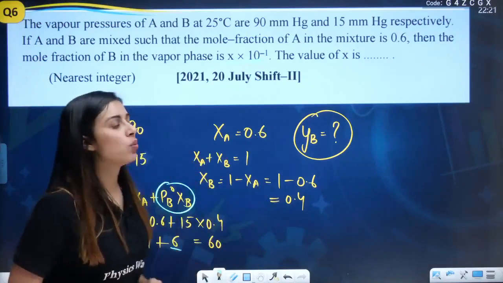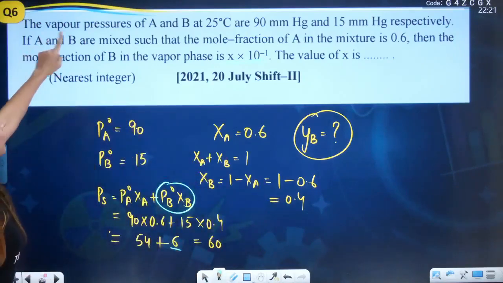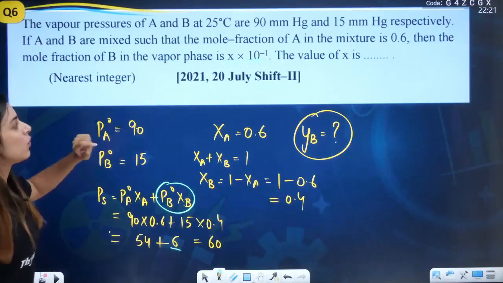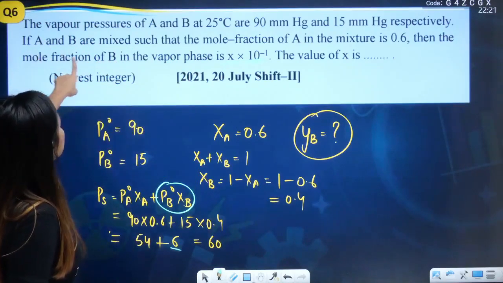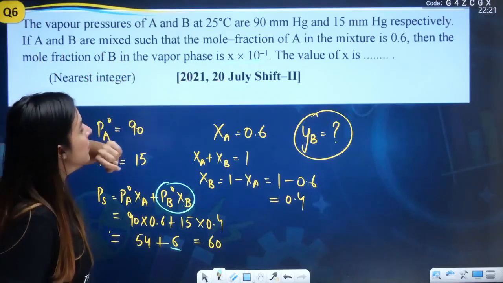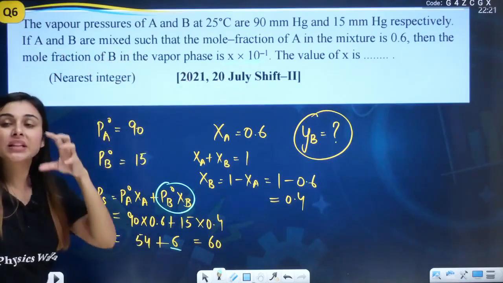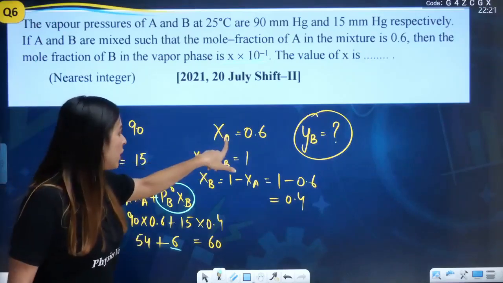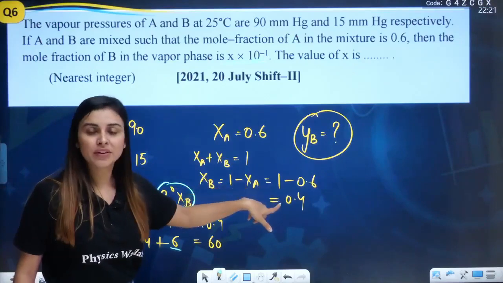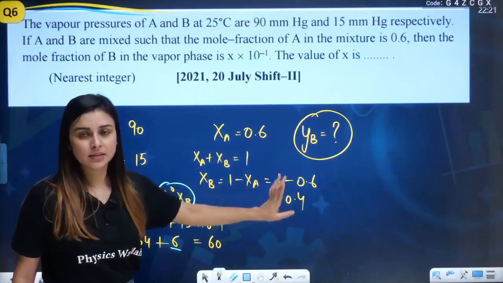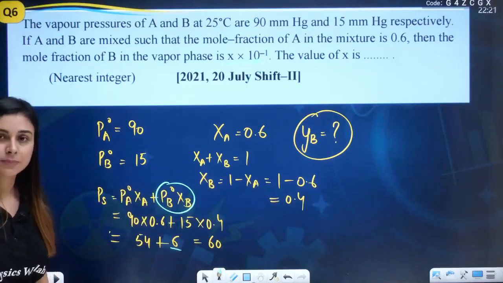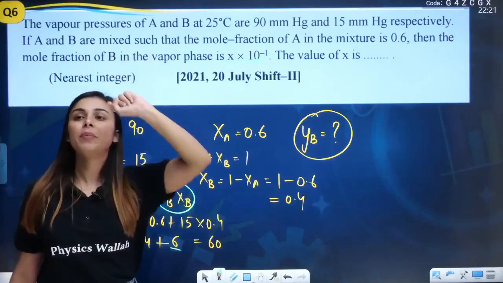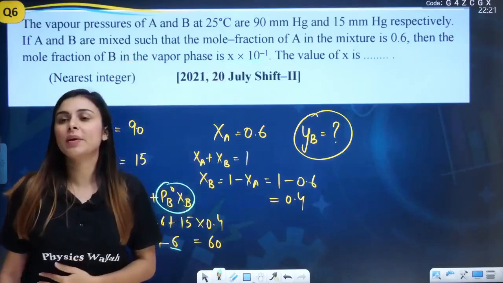So now let's see how we solve this question. You were given the pure vapor pressures of A and B. Then you were given that A and B are mixed such that the mole fraction of A in the mixture is 0.6. So in the liquid phase, the mole fraction is 0.6. If you know XA, then you can calculate XB, the liquid phase mole fraction: 1 minus 0.6 will be equal to 0.4. You have to calculate the mole fraction of B in the vapor phase in the form of x into 10 raised to the power minus 1.